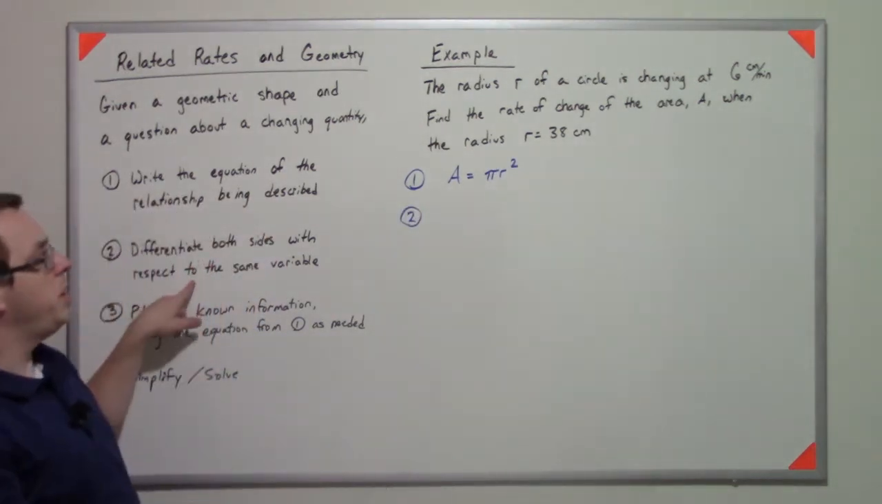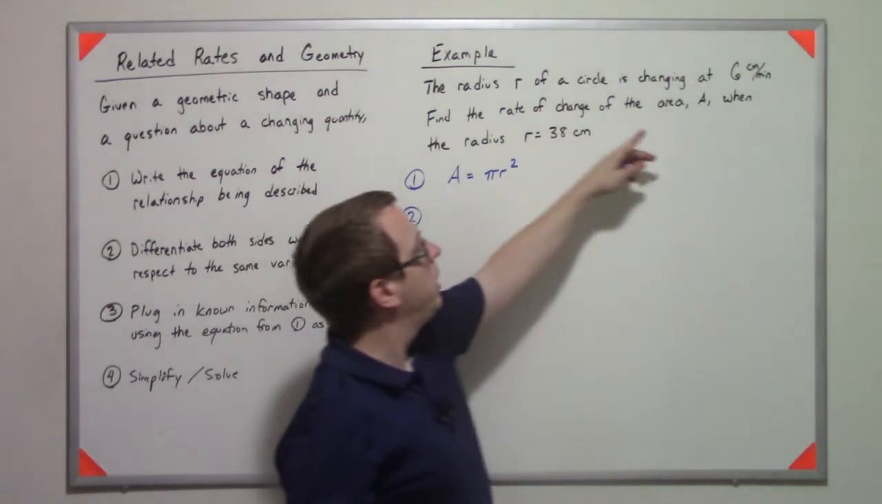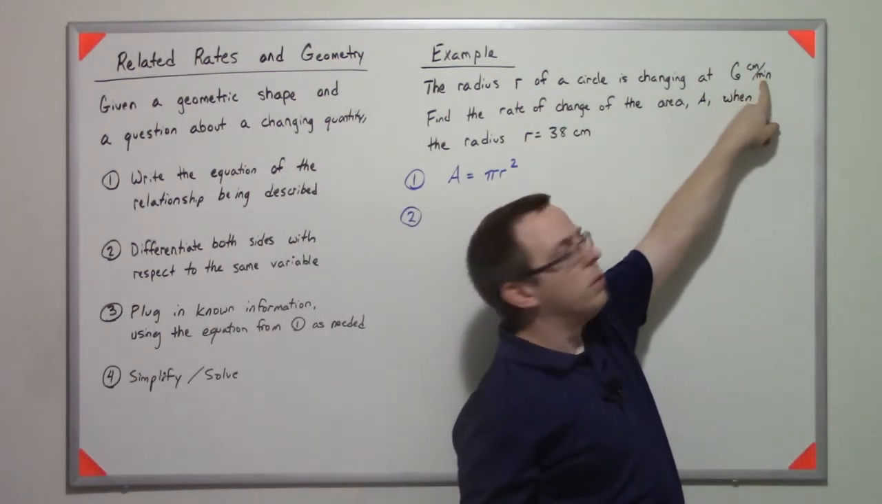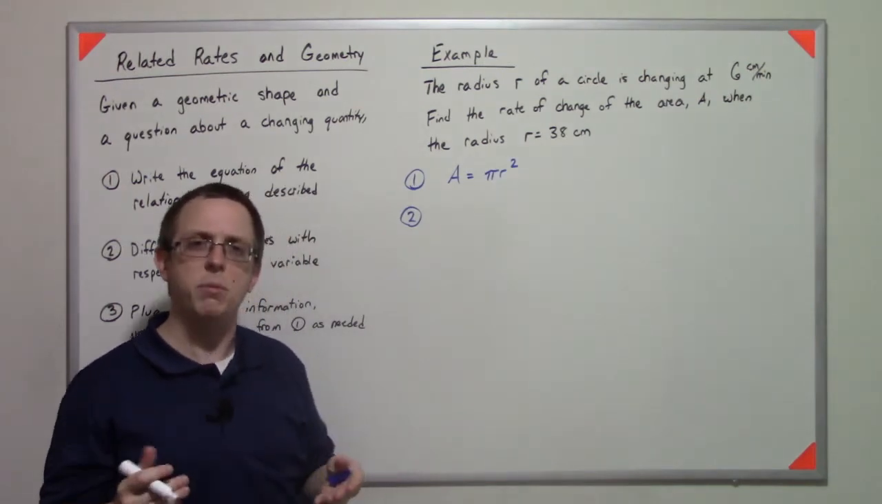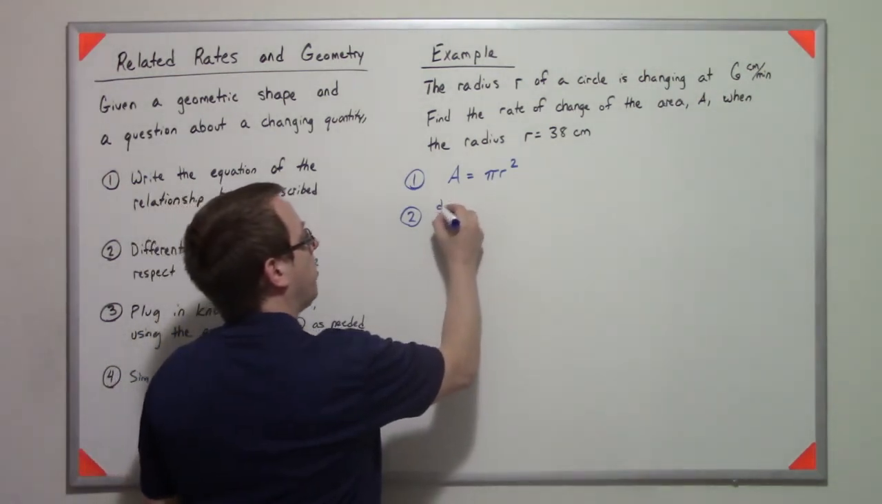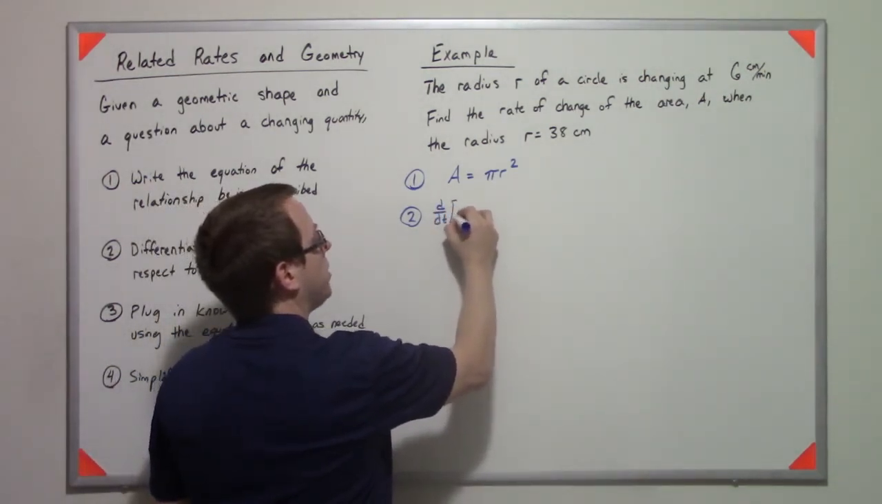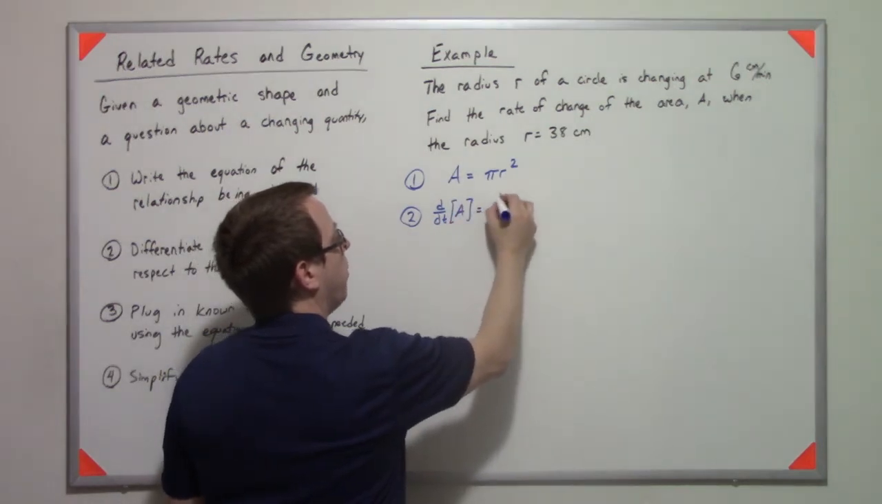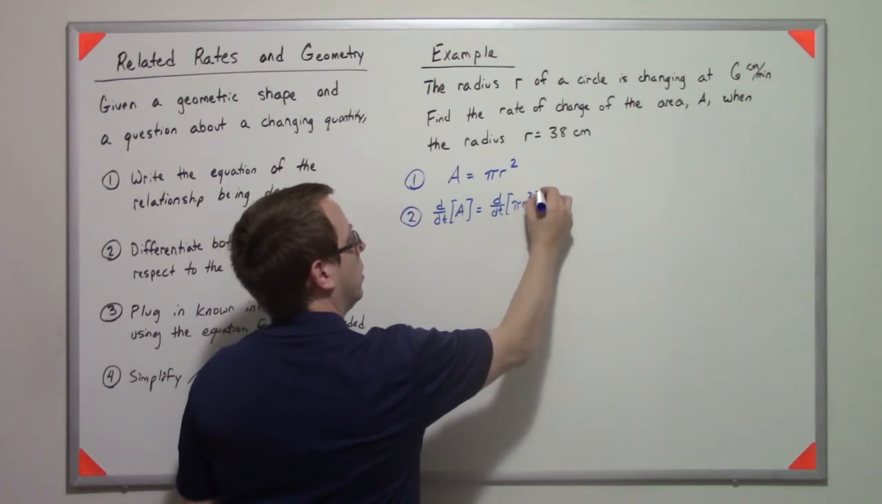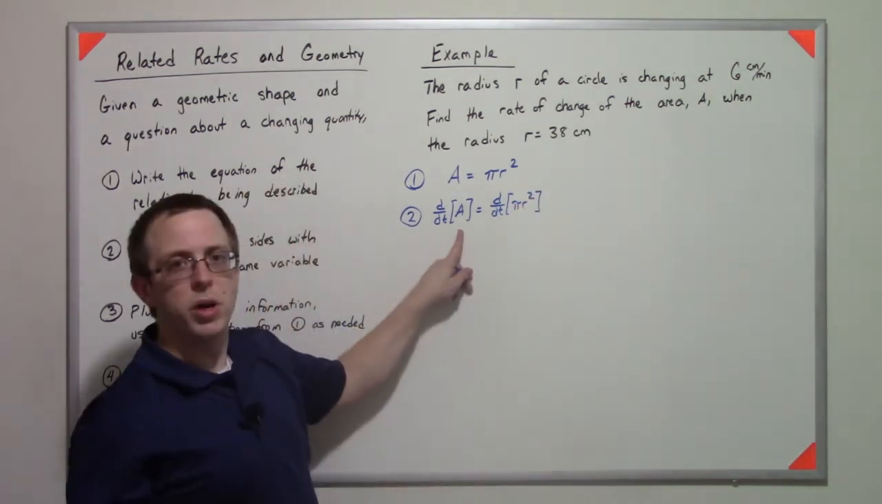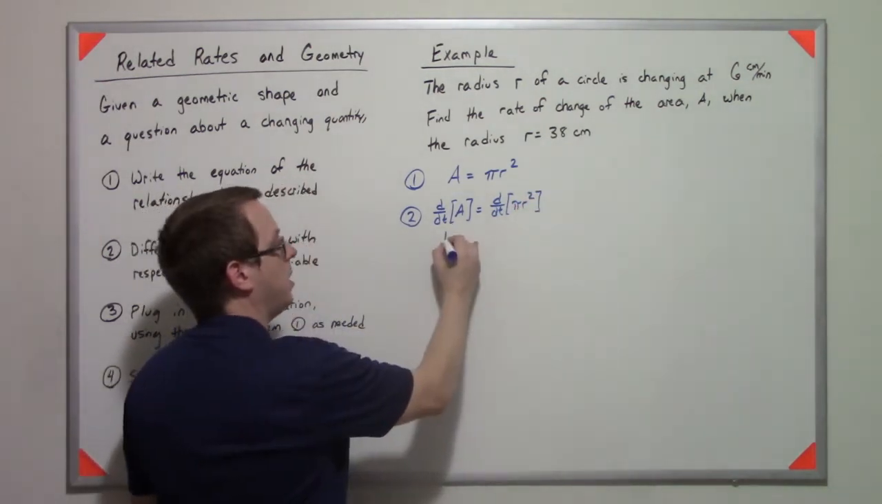Now the second thing is we want to differentiate both sides. Now this is changing some length with respect to time. So this makes sense that we would be doing a time derivative. So I'm going to take the derivative with respect to time of both sides. Now, this is pretty transparently dA dt.